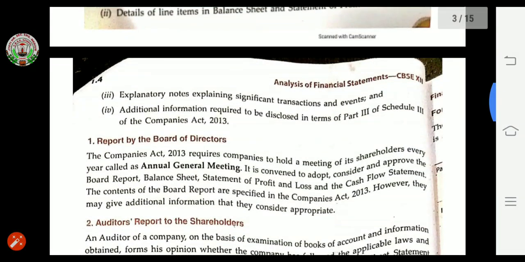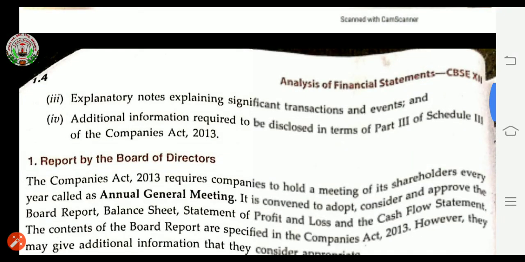Third, we are having explanatory notes explaining significant transactions and events. If any significant or important transactions are there, their explanation will be given there. Fourth, additional information required to be disclosed. Disclosed means to be mentioned openly, in terms of part 3 of Schedule 3 of the Companies Act 2013. If any kind of information is there that should be disclosed, that information will be mentioned in notes to account.